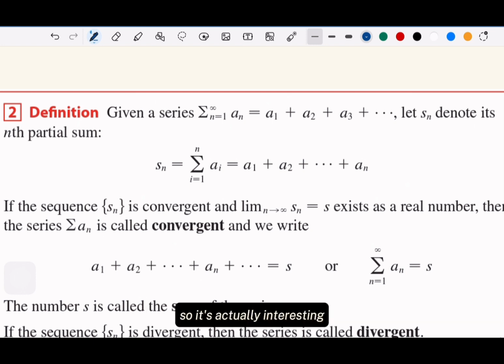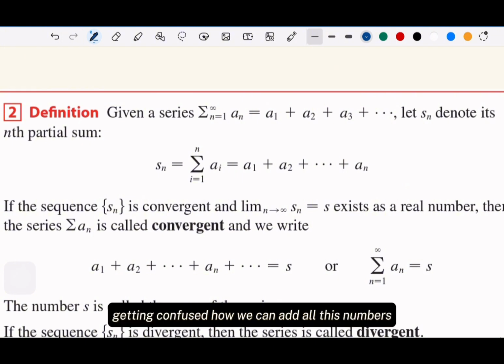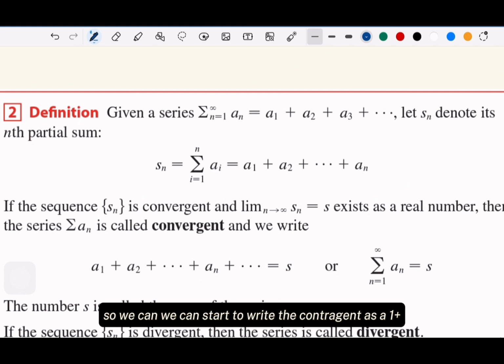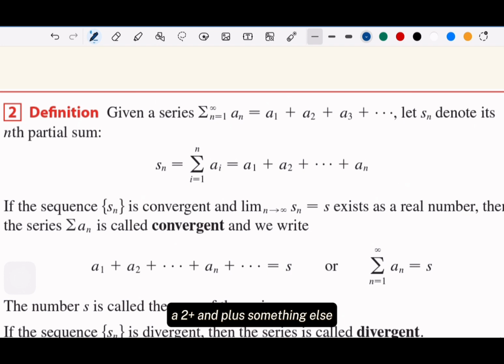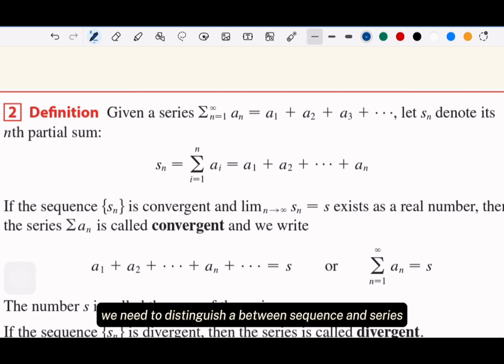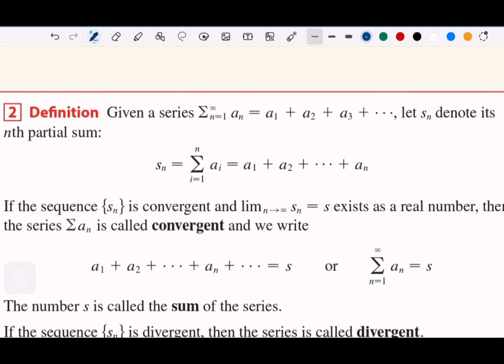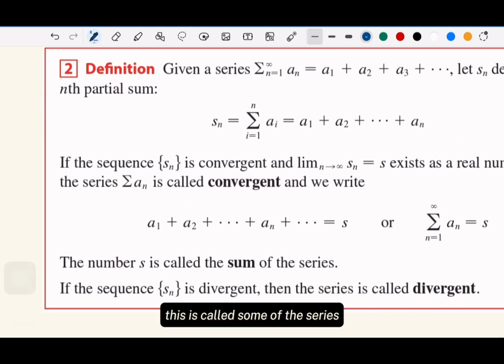So it's actually interesting. If we start from here and do not go to the partial sum, maybe we get confused about how we can add all these numbers. So we can write the convergent series as a1 plus a2 plus an plus so on equals S, or simply the sum of an equals S. Now we need to distinguish between sequence and series. Every time you see a sum like this, it means it is a series. Sometimes, because of different properties and behavior, we can mix up sequence and series. The number S is called the sum of the series.